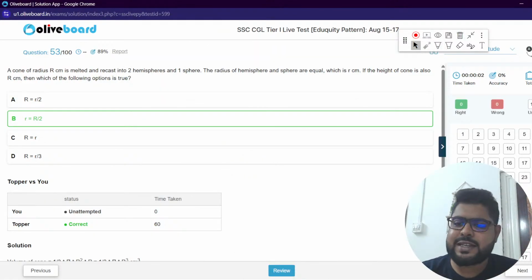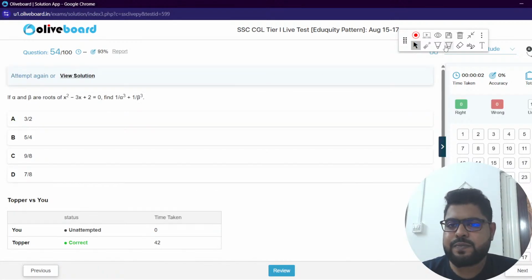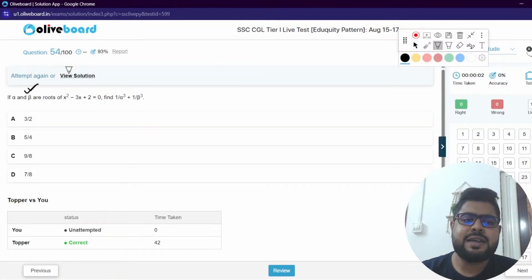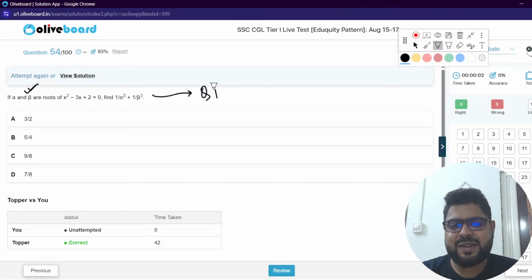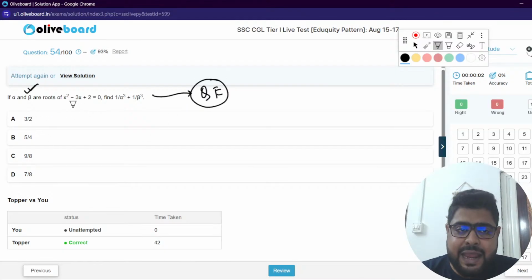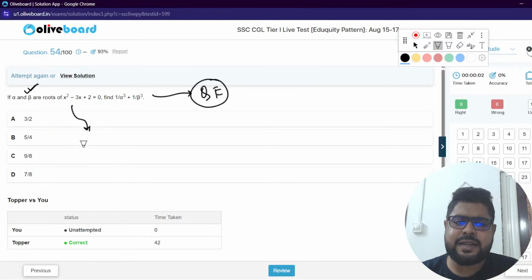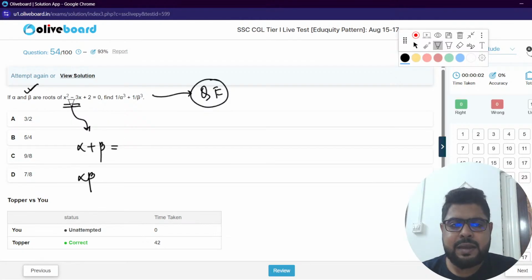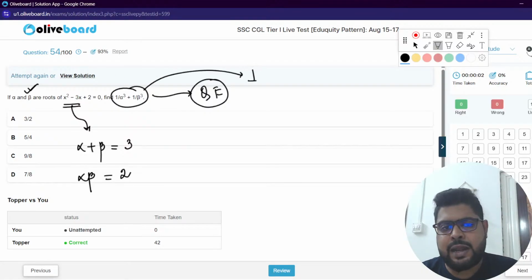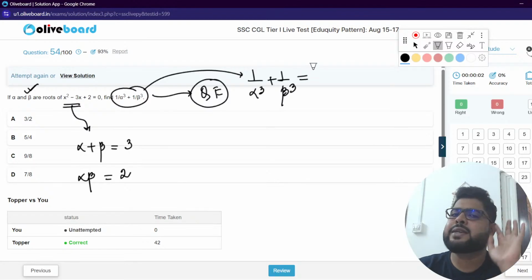Moving on, sir, to the next one. Question number 4. Alpha beta, sir. Quadratic equation. Again, it's not difficult. Again, please understand, whenever you see these questions, it's always better because I can figure out alpha plus beta and alpha beta. Alpha plus beta, sir, is minus b by a, which means 3, and alpha beta is 2. They are asking us to find 1 by alpha cube plus 1 by beta cube. You see, you can do two things here.